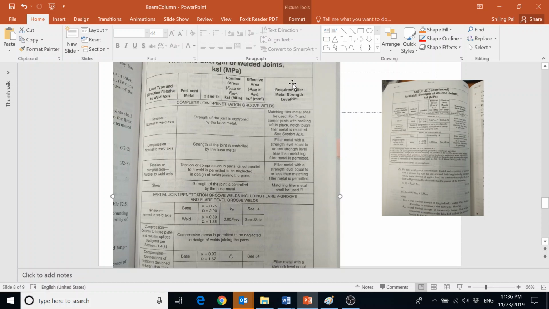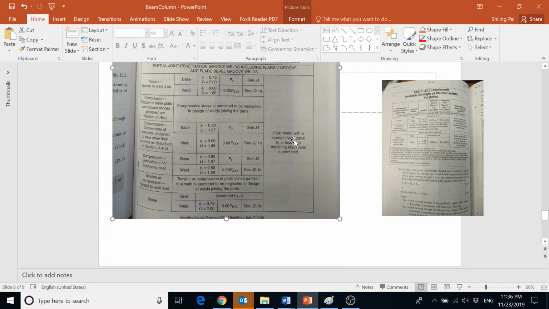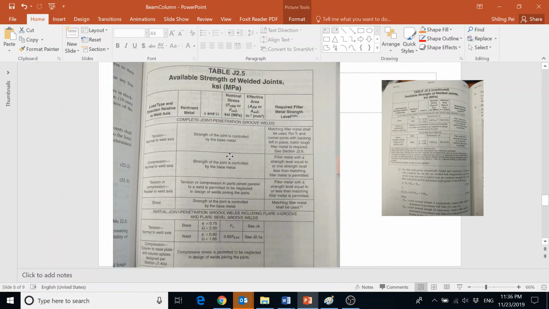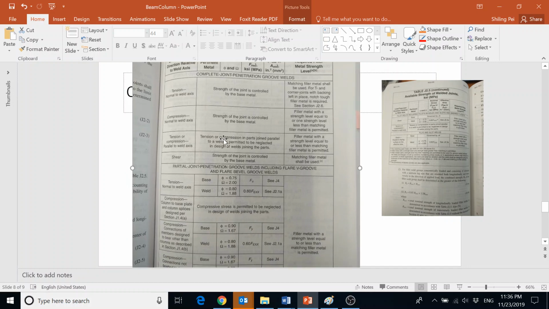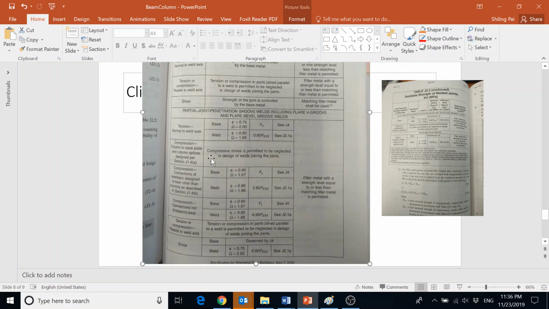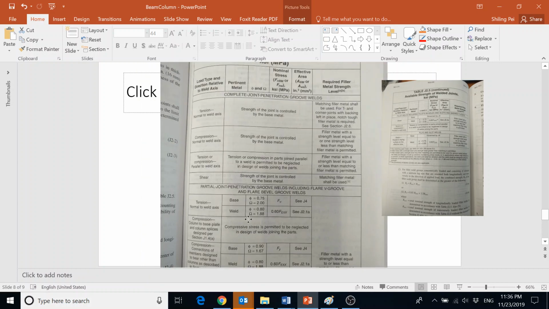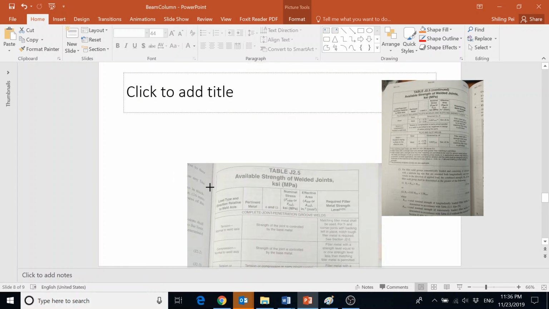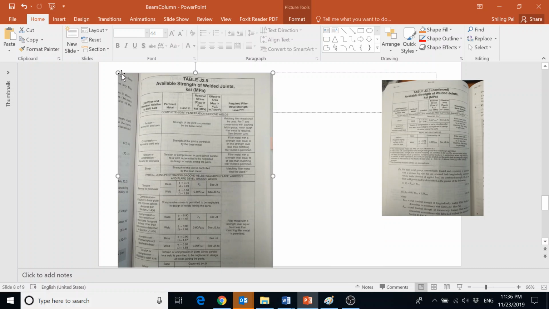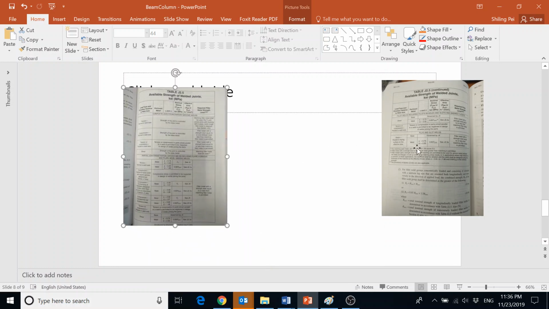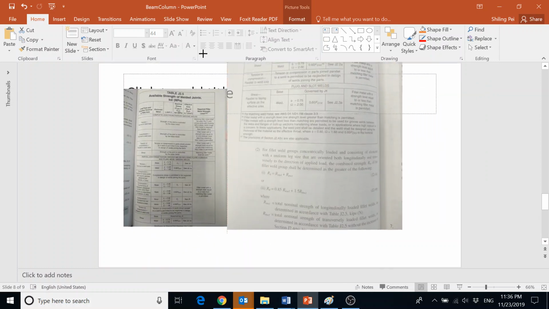Sometimes you need a filler metal, so this column is dedicated to that: the filler metal strength that's required. Nothing fancy here. And actually the first page is not that interesting because it doesn't require any calculation. You actually don't run into it very often, but what you do run into very often is this half page.